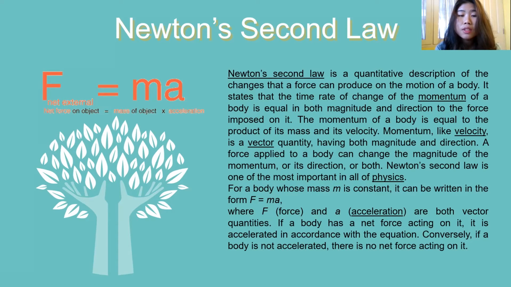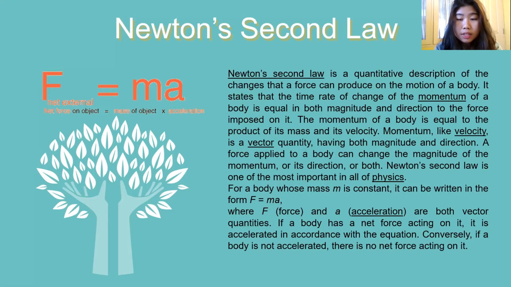Momentum, like velocity, is a vector quantity, having both magnitude and direction. A force applied to a body can change the magnitude of the momentum or its direction or path. Newton's second law is one of the most important in all of physics. For a body whose mass m is constant, it can be written in the form F equals m times a, where force F and acceleration a are both vector quantities.